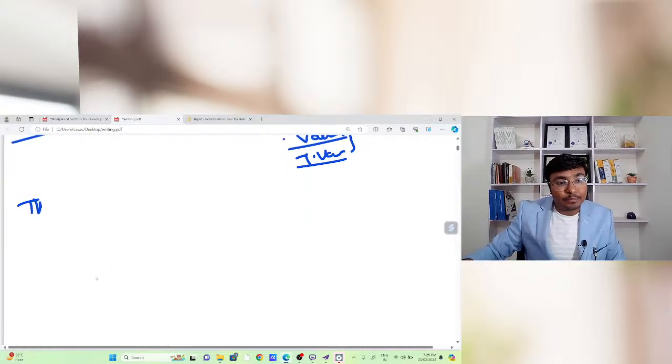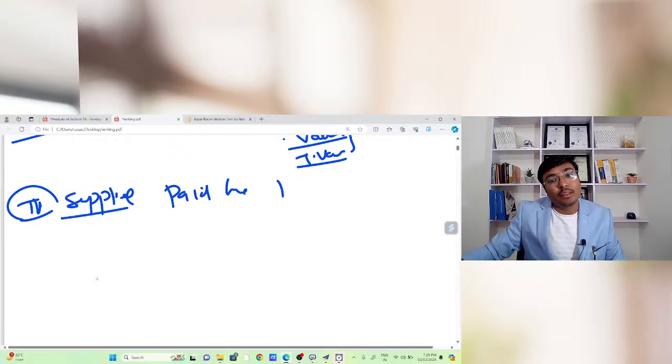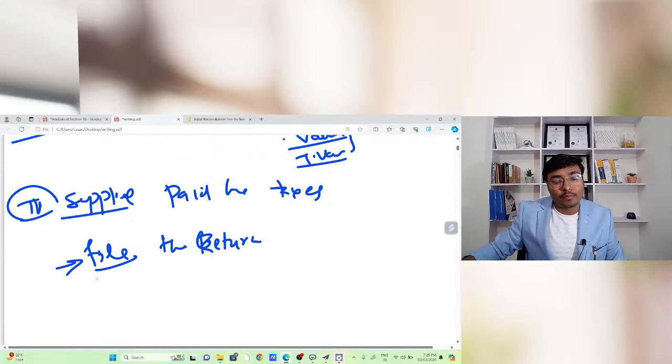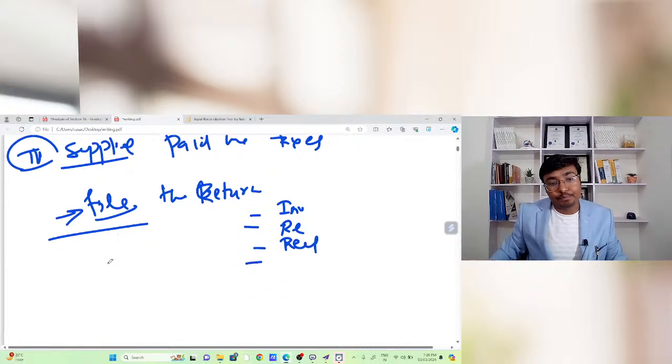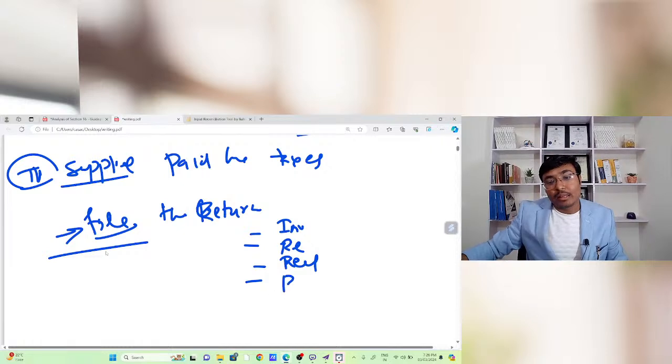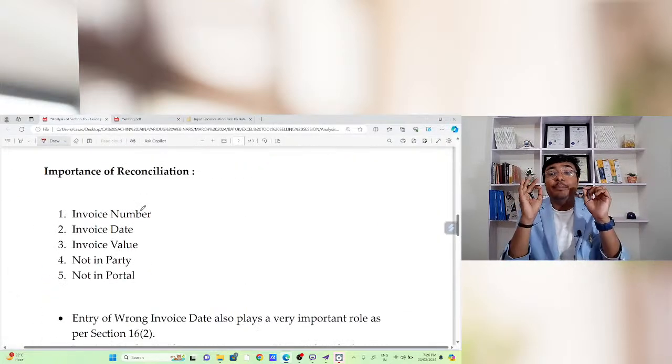Now fourth condition, your supplier has paid the taxes and filed the return. That is the condition which is there. Okay, so these are the conditions. First condition, invoice should be there. Second condition, reflected in GSTR 2B. Third condition, goods has already been received. Fourth condition, supplier has paid the taxes and filed the return. After fulfillment of all these conditions only, you will be eligible to claim the input tax credit.